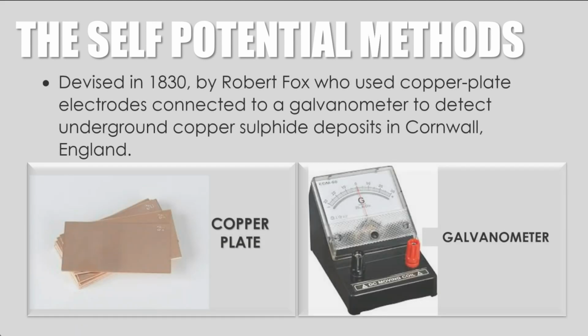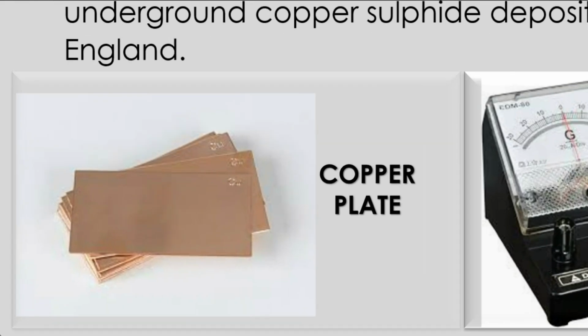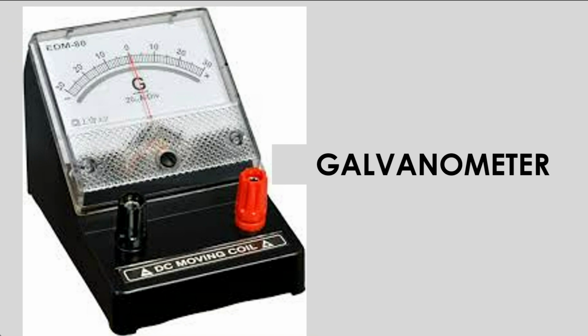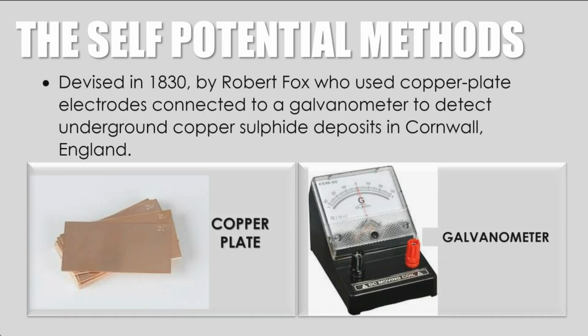The self-potential method, or the SP method, was devised in 1830 by Robert Fox, who used copper plate electrodes connected to a galvanometer to detect underground copper sulfide deposits in Cornwall, England. So this is the copper plate on the left side, or this first picture, and the second picture is the galvanometer. The copper plate is like the feelers or the points of contact with the ground, and the galvanometer was the detector or the meter that showed if any electricity was flowing in the wire connecting the two plates.